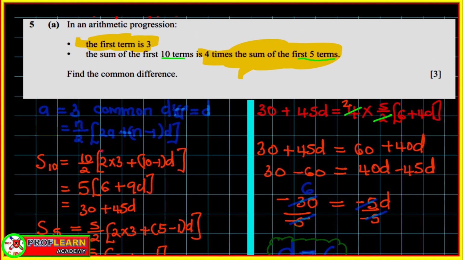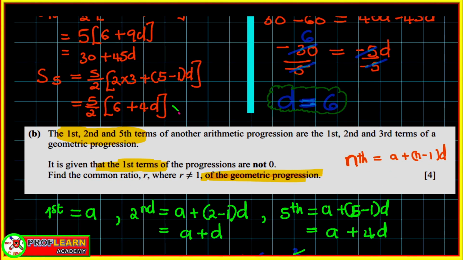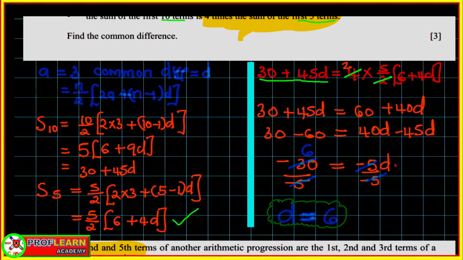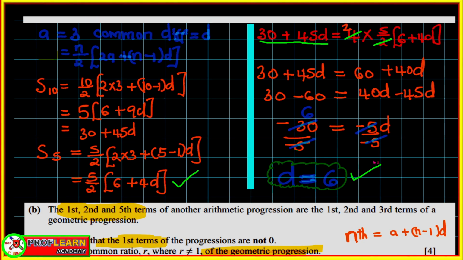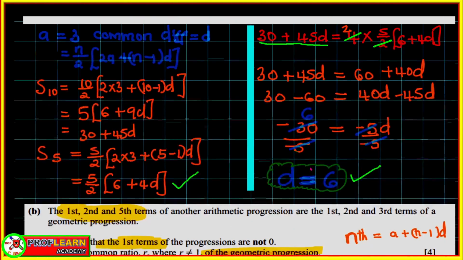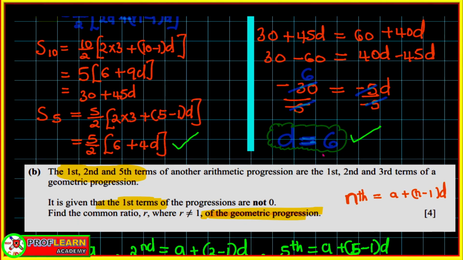And now since we were told that the sum of the first 10 terms is 4 times the sum of the first 5 terms, we are going to say the sum of the first 10 terms is equal to 4 times the sum that we've got here for the first 5 terms. So if you equate this and put the like terms together, you are going to find the value of d being equal to 6, because we equate this equation, we simplify, put the like terms together, and the value of d is going to be 6.